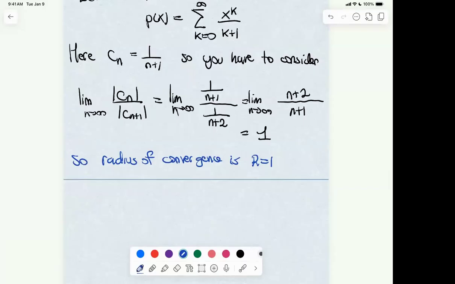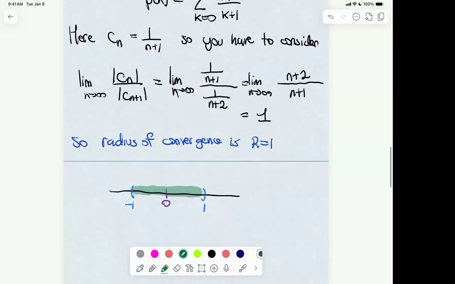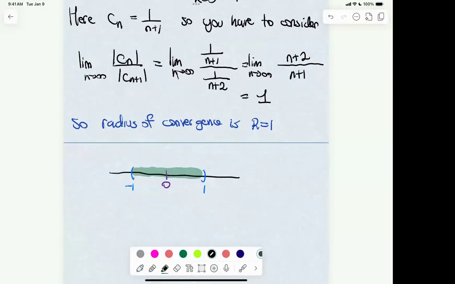So that means that around 0, there's this safe zone of the interval -1 to 1. Any number x that I choose on this interval, the power series makes sense. It's an actual number. If you think about it, it's almost like the domain, right? So the domain of the power series is on the interval -1 to 1. And then on the endpoints, I don't know what happens. So you have to check that separately.